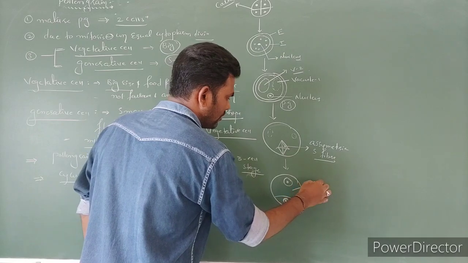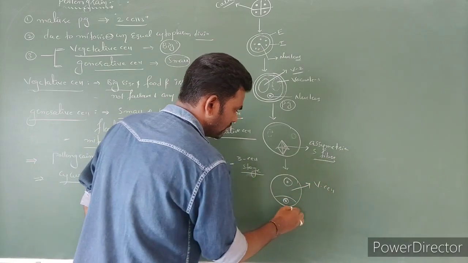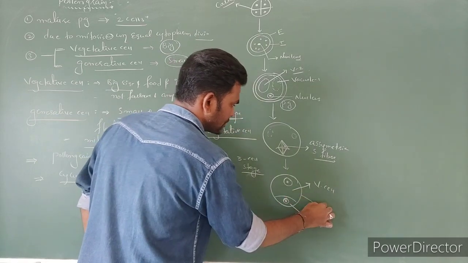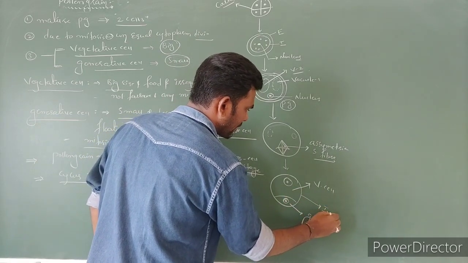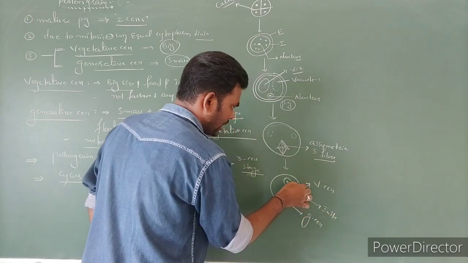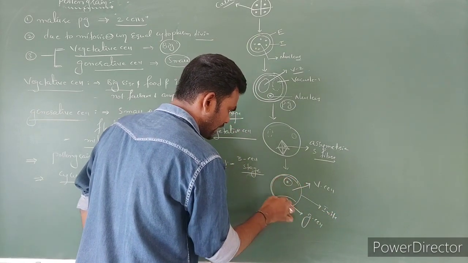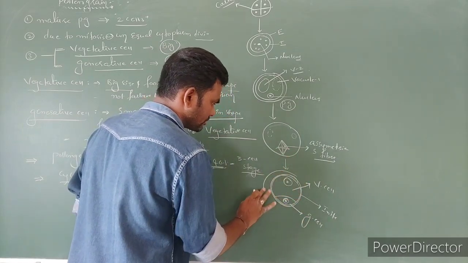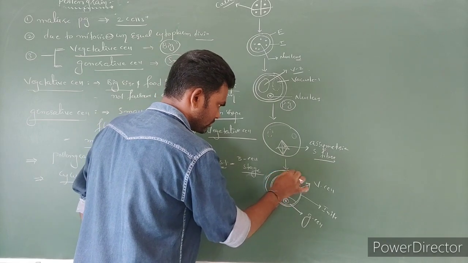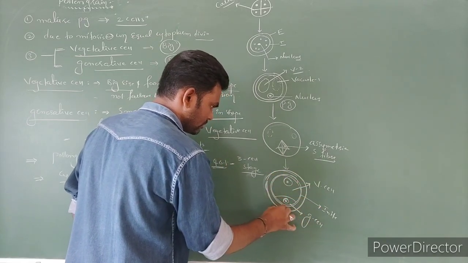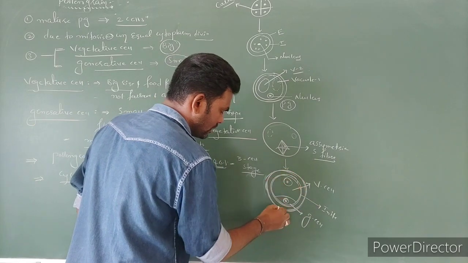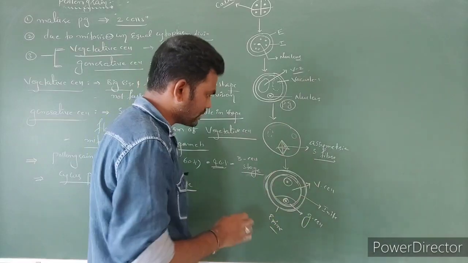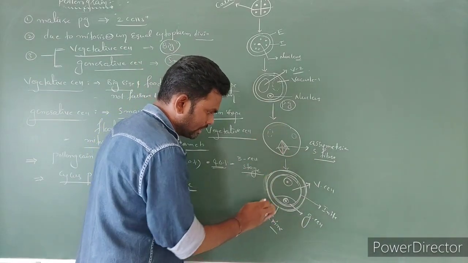This is the large cell, which we can call the vegetative cell. This is the small cell, which we can call the generative cell. And this is the intine. Here one more layer is there. This is the cytoplasm layer inside the intine. And here this is the exine.